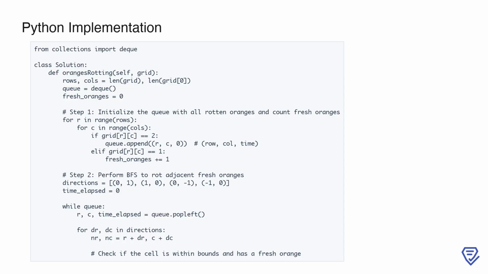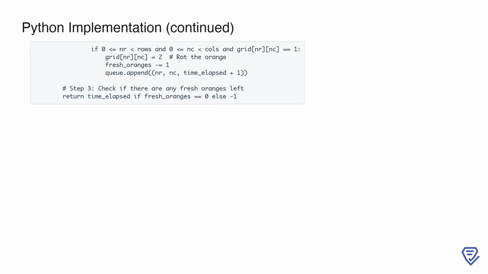The while loop processes each rotten orange in the queue, beginning with the starting set of rotten oranges, and explores its neighbors to check if fresh oranges can be turned rotten. Now, inside the while loop, for each rotten orange we dequeue, we iterate through its 4 possible neighboring cells using the defined directions.